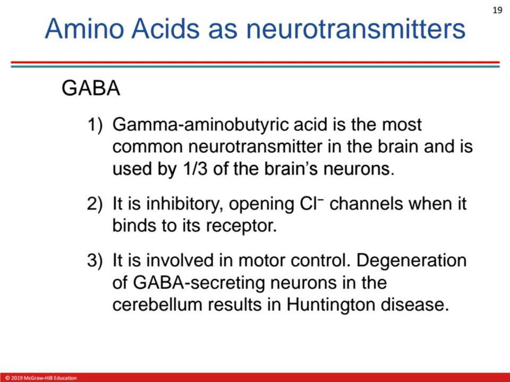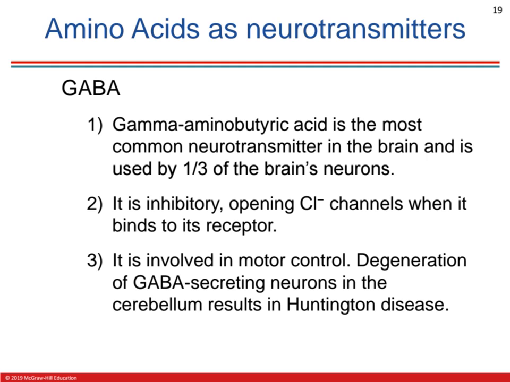Another very important neurotransmitter is GABA, gamma aminobutyric acid. It's the most common neurotransmitter in the brain. It's used by about a third of the brain's neurons. It always has an inhibitory effect. It is released and acts postsynaptically. Chloride channels open when it binds to the receptor channels. The chloride will flux from outside to inside, therefore hyperpolarizing the postsynaptic neuron. So it's inhibitory. These are IPSPs that are generated by GABAergic synapses.